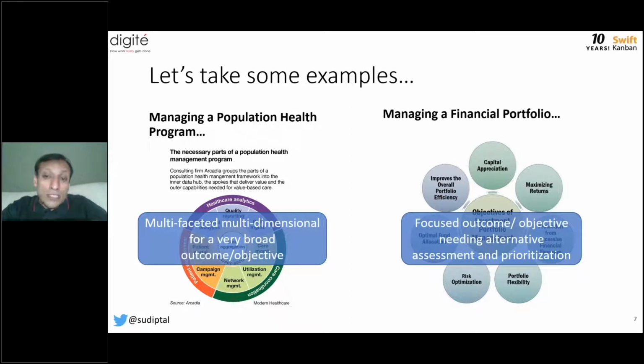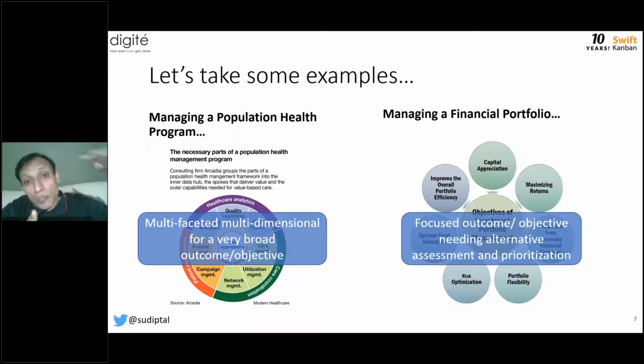So let me clarify. I'm not saying that when you do financial portfolio management, you do not do risk, or you are not expected to look after people. That's not my statement.